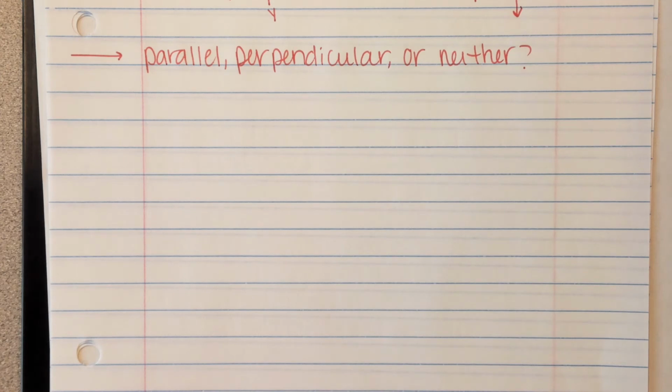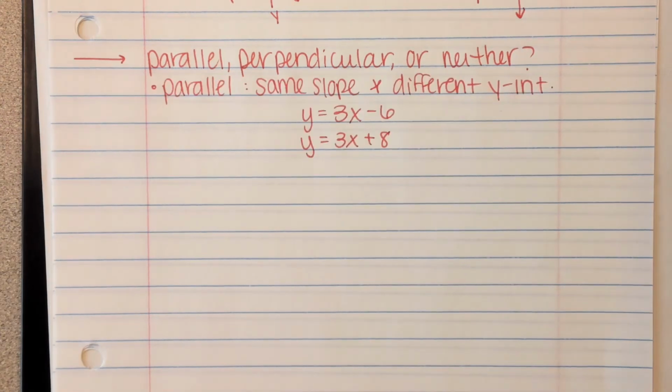Okay, the next thing we're going to talk about are parallel lines, perpendicular lines, or neither. So you made some equations of parallel and perpendicular lines, but we haven't identified parallel and perpendicular lines yet. So that's what we're going to do in this section. First, we have parallel lines. Parallel lines have the same slope and different y-intercepts. So that means they're going up or down at the same rate. They're going to look very similar, but they have different y-intercepts, so they're never going to intersect.